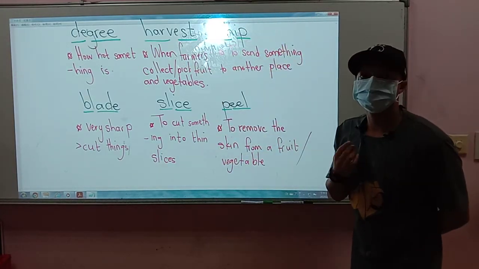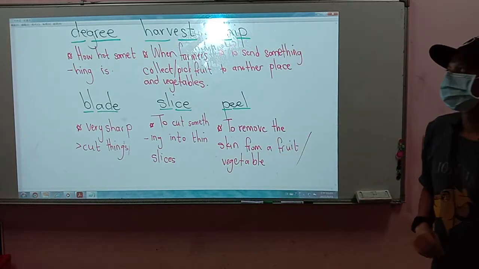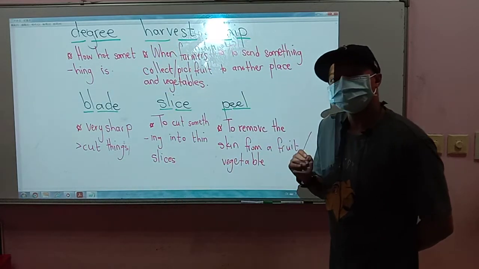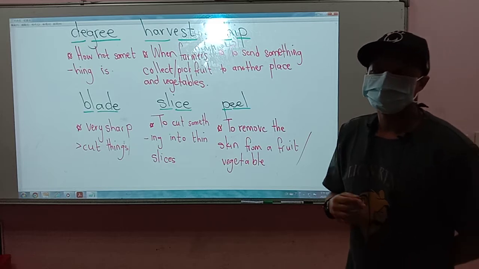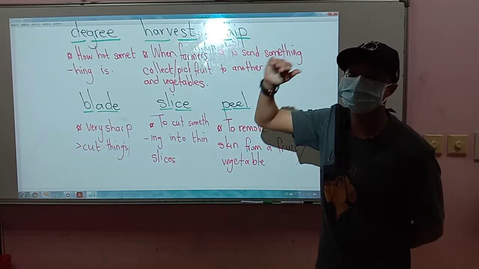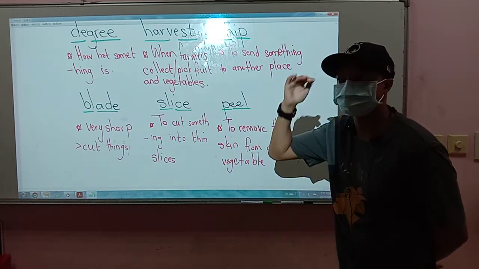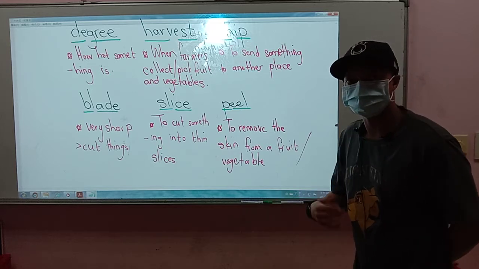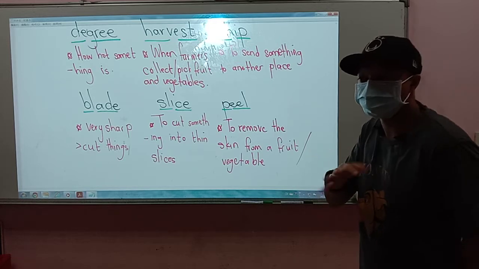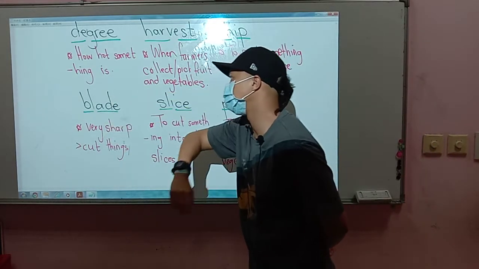I want you to think of one thing that you can use for each word. Number 1 is degree. What is the maximum degree, the highest degree for today's weather? What is the highest temperature today? Normally we're always around 30 degrees in Taiwan this time of the year. So degree, think about that.